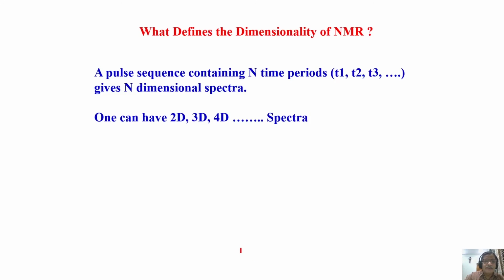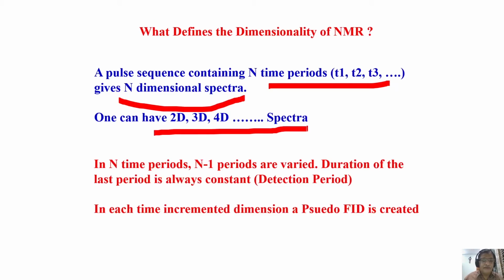Now the question is, with this we can generalize and say, what defines the dimensionality of a spectrum? Simple logic. A pulse sequence containing n time periods gives n-dimensional spectra. Remember, you can have a pulse sequence containing n time periods, like T1, T2, T3 are the nomenclatures we use, and it gives n-dimensional spectra. So we have 2D, 3D, 4D, etc. spectra. Important point to remember, in n time periods, n-1 periods are varied.